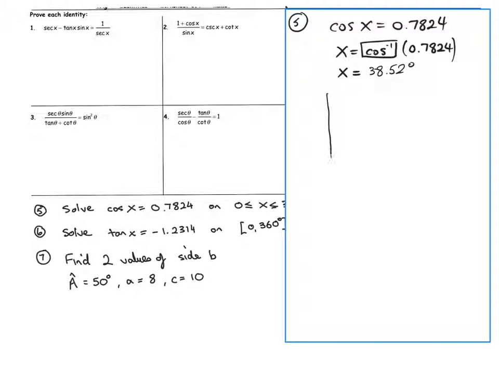And then where is cos positive? We know cos is positive in quadrant 1 and quadrant 4, and both of these angles here equal 38.52. So therefore theta equals 38.52 in quadrant 1, and theta equals 360 minus 38.52 in quadrant 4, which is 321.08 degrees.